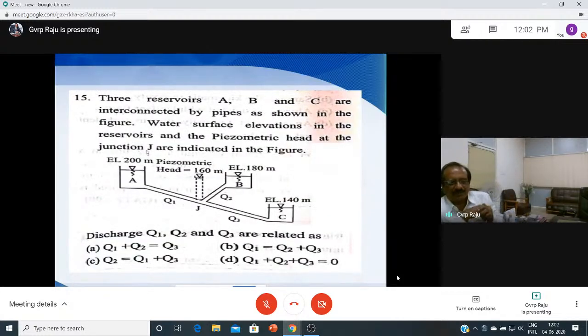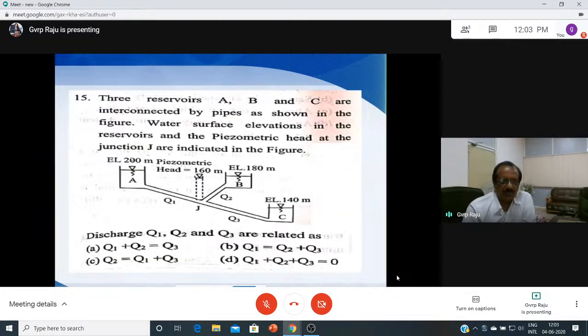Very, very interesting problem here. 3 reservoirs. It's also once again common understanding, general knowledge, not necessary to do a lot of analysis here. So now we have reservoirs A, B, C here, and the head available, this is 180 meters here.